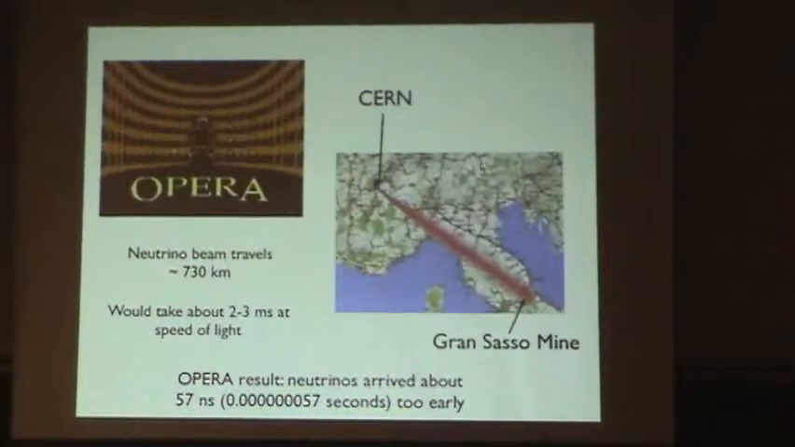So that's the time of flight we're talking about. And the OPERA result is that the neutrinos arrive 57 nanoseconds early. To emphasize how small a number it is, I put all the zeros in. Hopefully I counted the right number of zeros. It would be very embarrassing if I missed one. But it's an amazingly precise measurement.